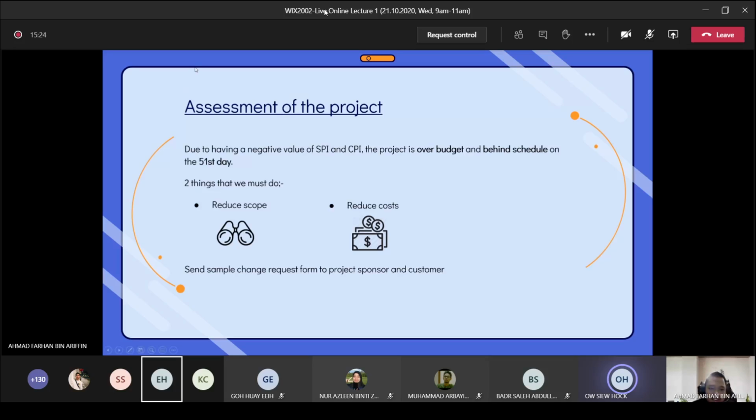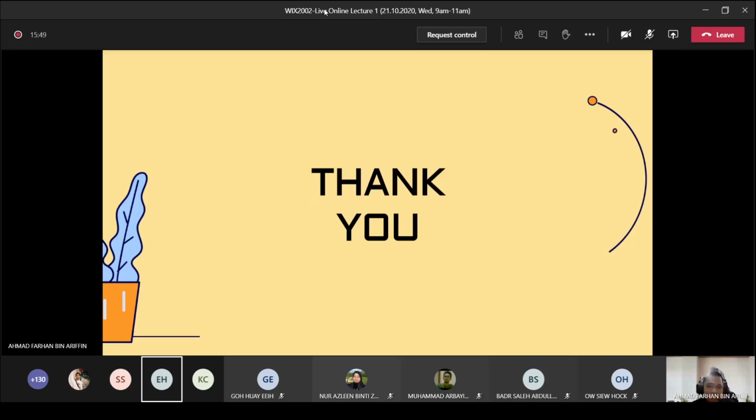For the assessment of the project, due to having SPI and CPI below 1, the project is over budget and behind schedule on the 51st day. So two things we must do: reduce the scope and reduce the cost. Then send the sample change request form to the project sponsor and customer. Okay, that's all for me. Thank you.